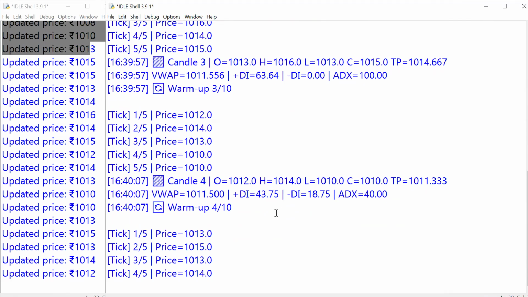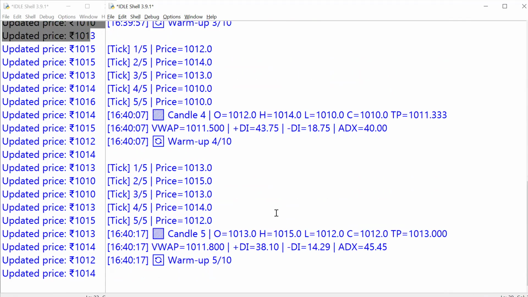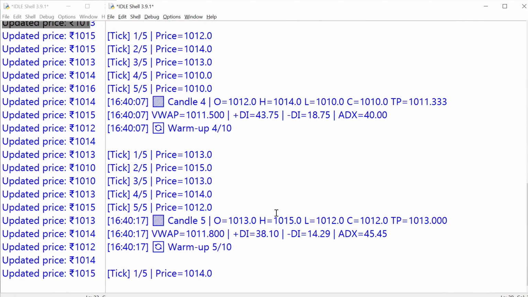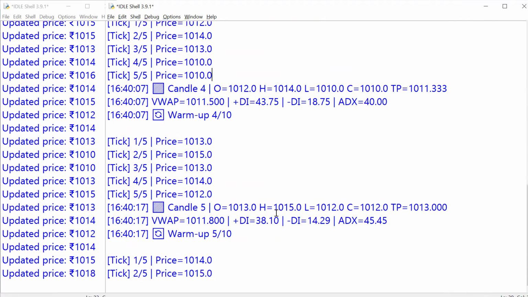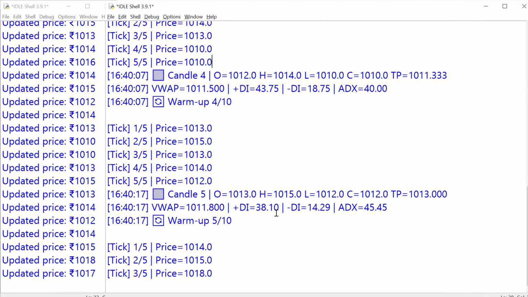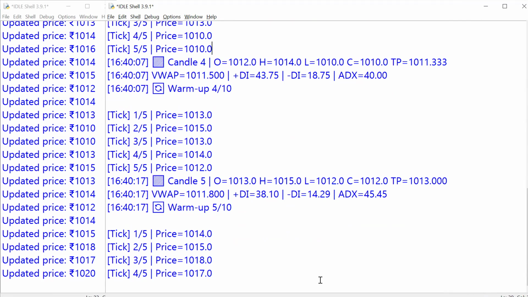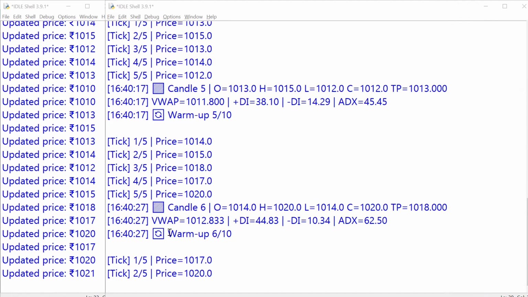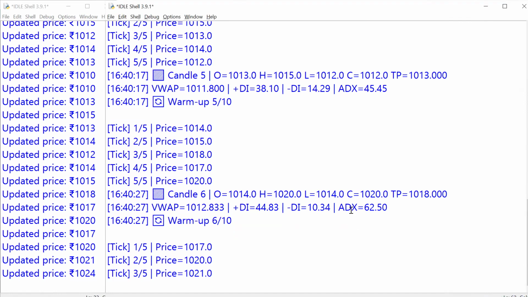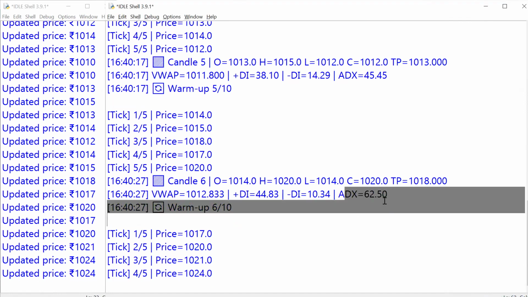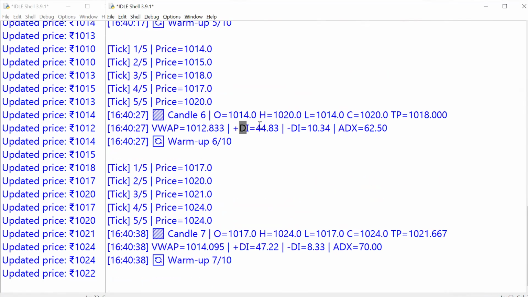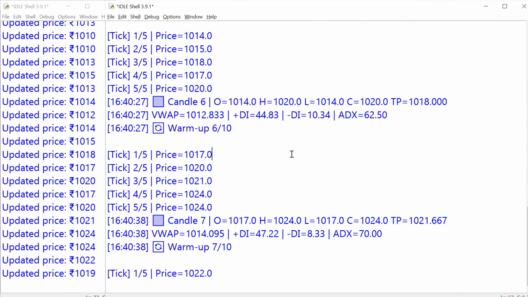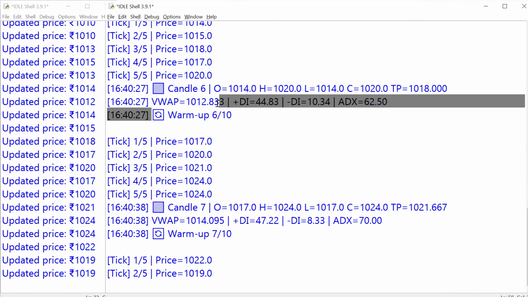Now, I show the algorithm very slowly over here so that you can understand what is happening with the change in price. But in real practice, this change in value is very fast. So we are in the 6th warm-up cycle, and you can see the ADX has been updated. This shows the direction of ADX, and this is the VWAP value.